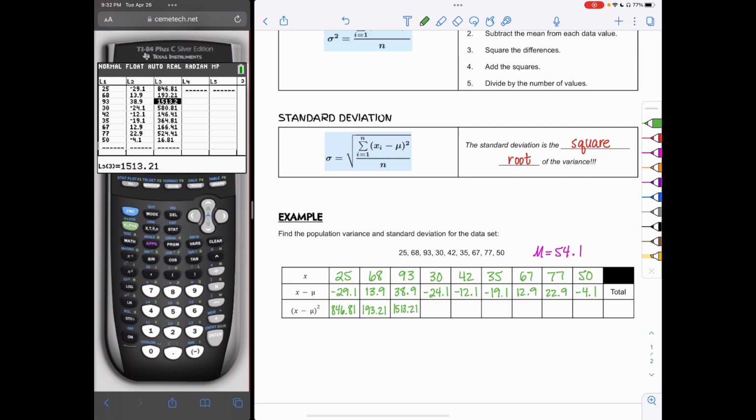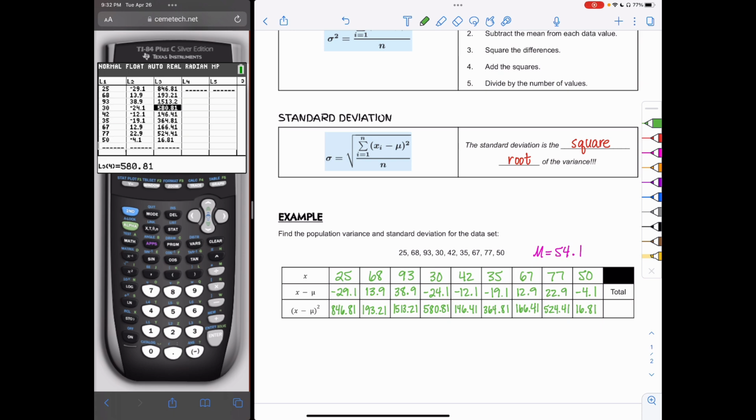1513.21, 580.81, 146.41, 364.81, 166.41, 524.41, and then 16.81.